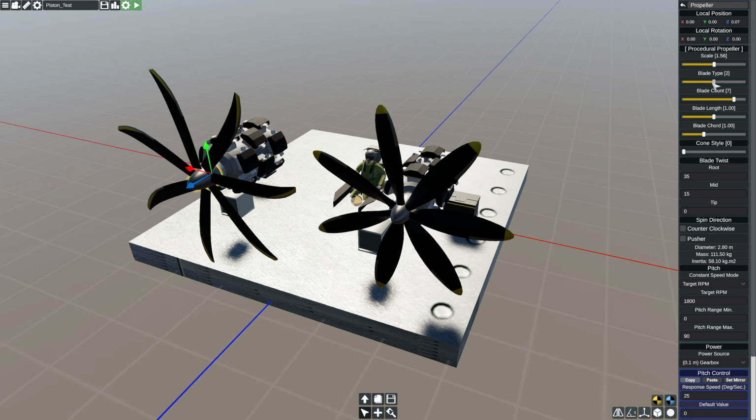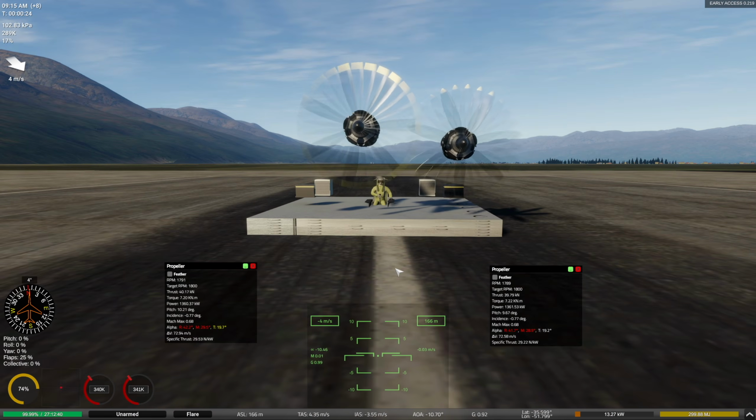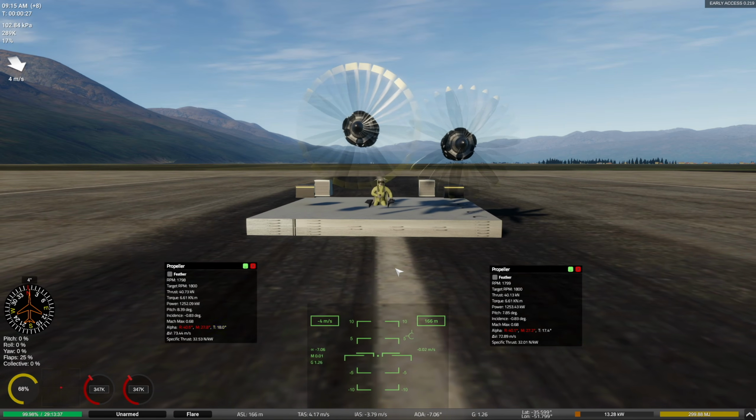The fourth blade type is squared off at the ends. Compared to the control group, it appears to be marginally more efficient.